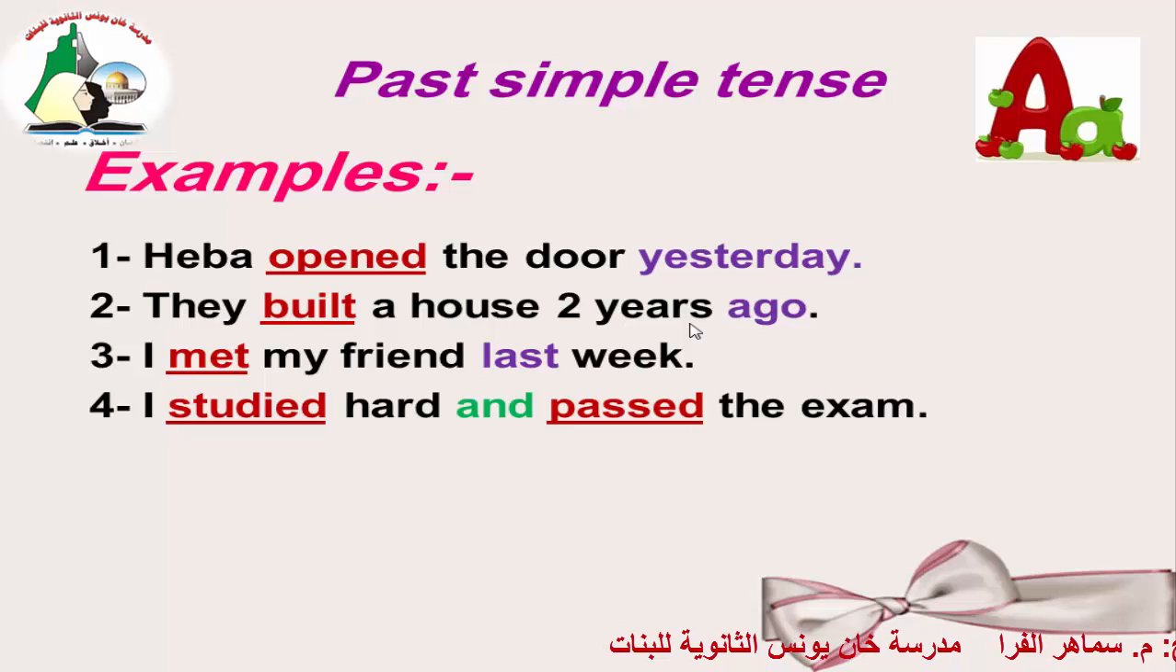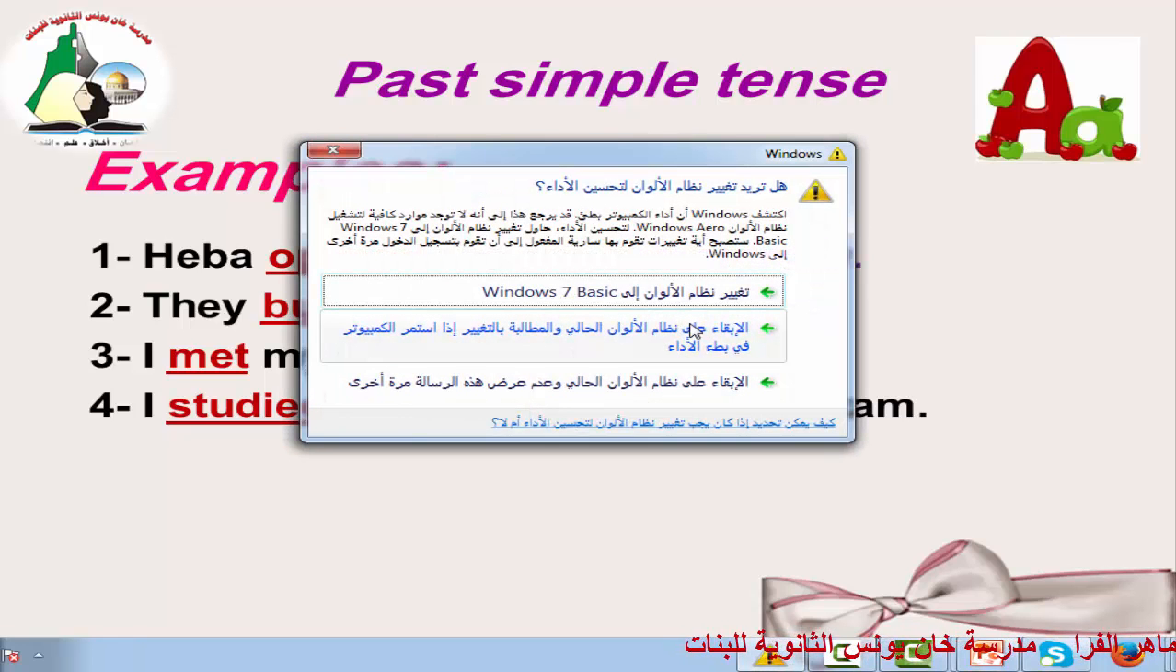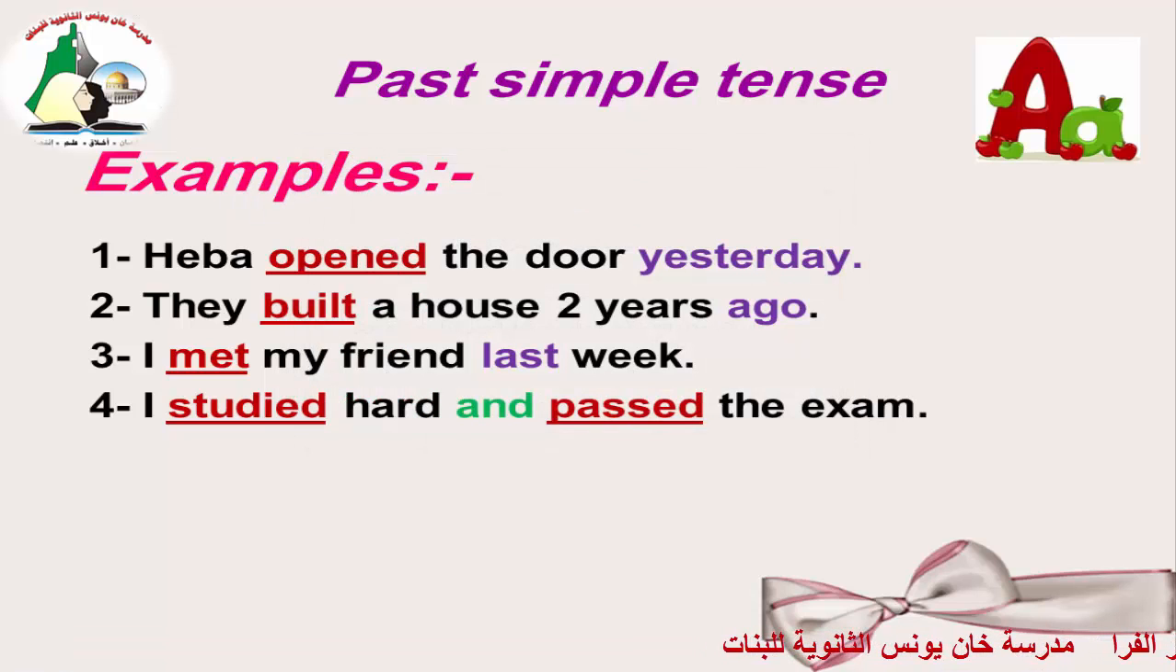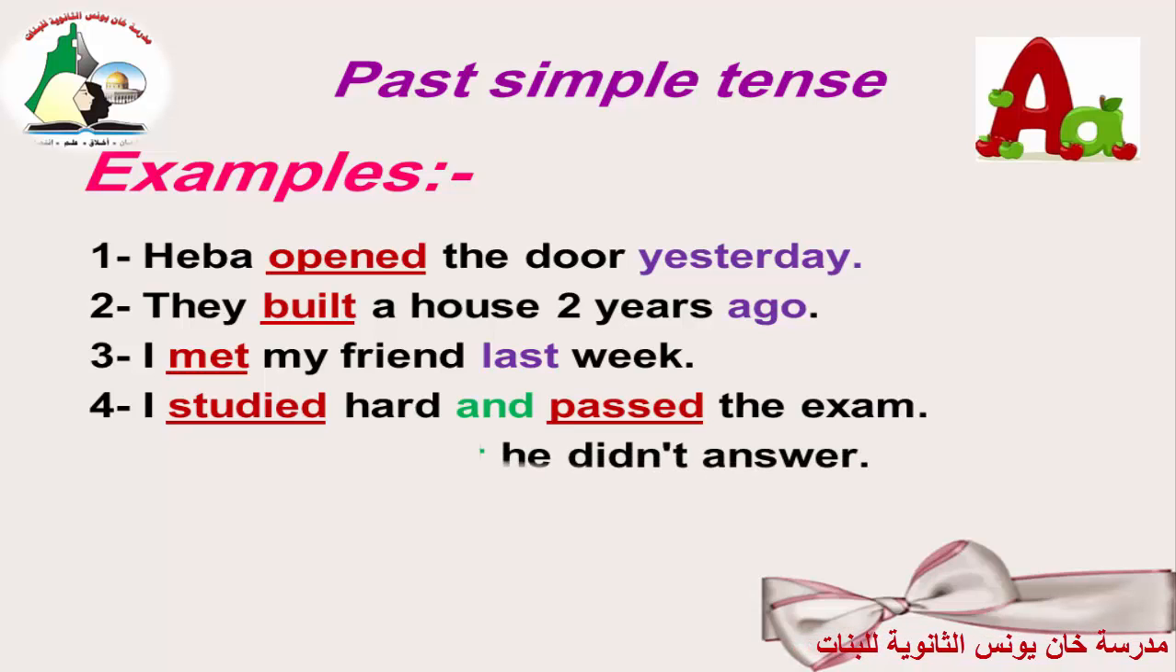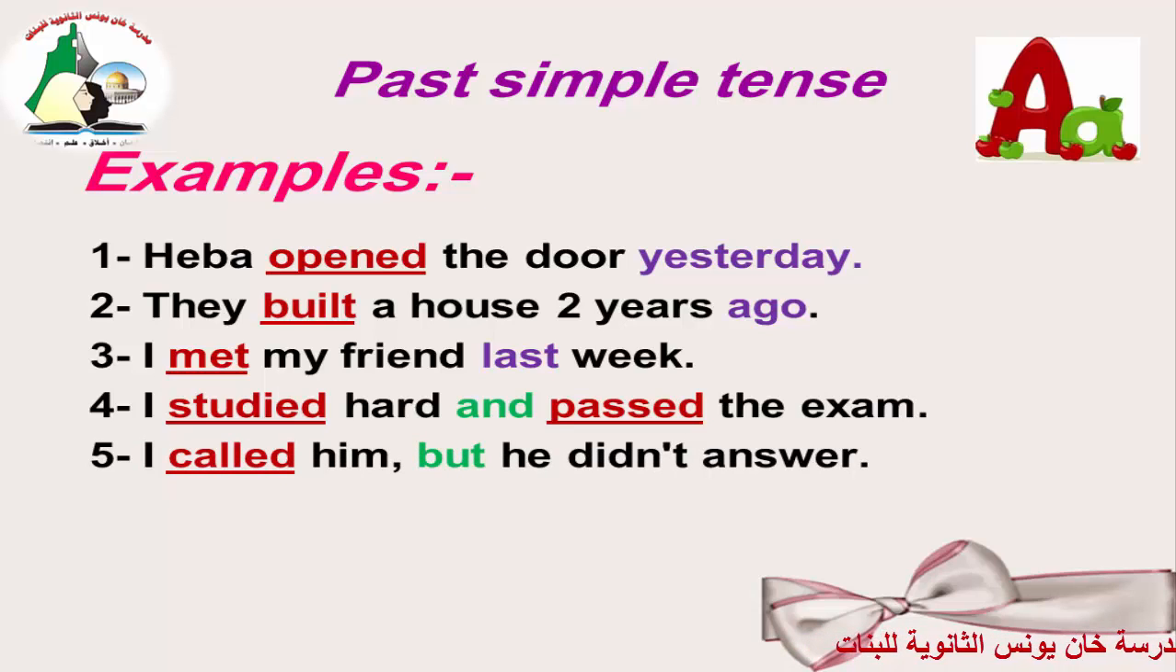But look at the sentence. These verbs in the past are connected with certain word. It is and. And is connector, which is used to connect the two verbs. Okay? So sometimes in our sentence in the past, we can talk about two actions happen at the same time. And we can connect them with connectors like and. We have other connectors like but. Look at example 5. I called him, but he didn't answer.